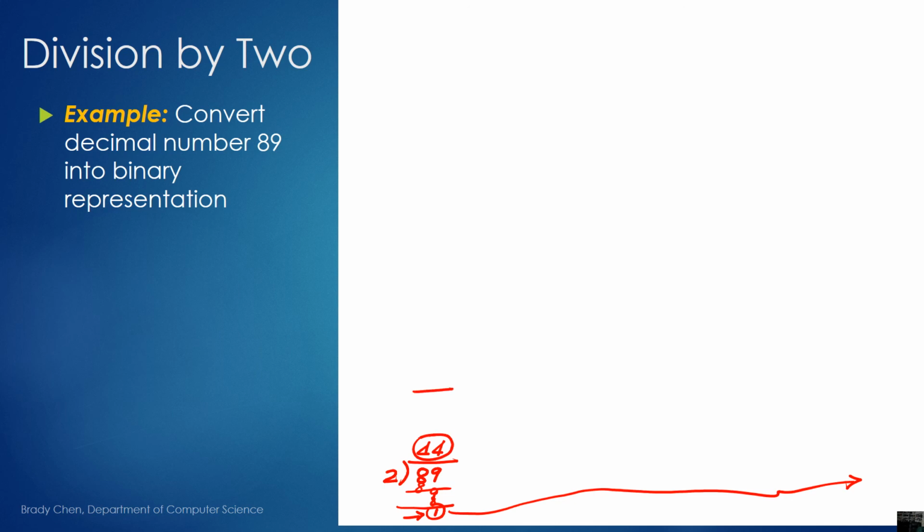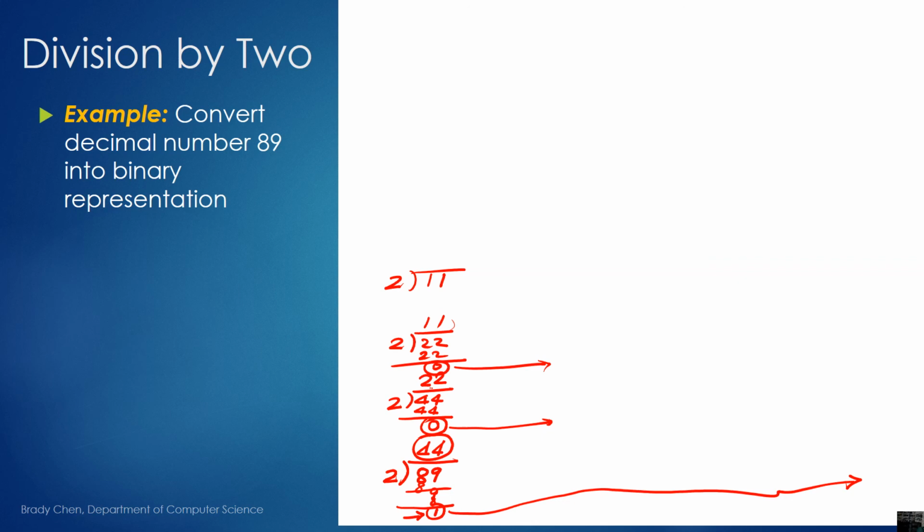Then we divide 44 by 2. We find the quotient is 22, right? 2 times 2 is 4, and the remainder is 0. Then 22 divided by 2, that gives the next quotient, 11, right? And the remainder is 0. Now 11 divided by 2, 11 is the next quotient.